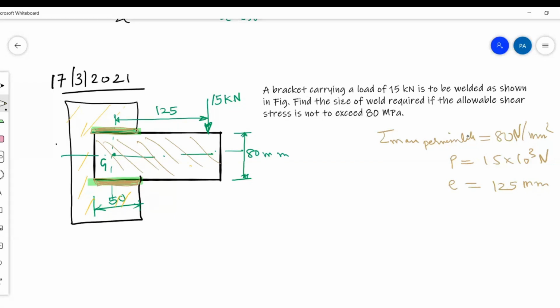Now, as I explained to you, what you have to find? Size of the weld. Size of the weld is S. To find S is equal to size of weld.